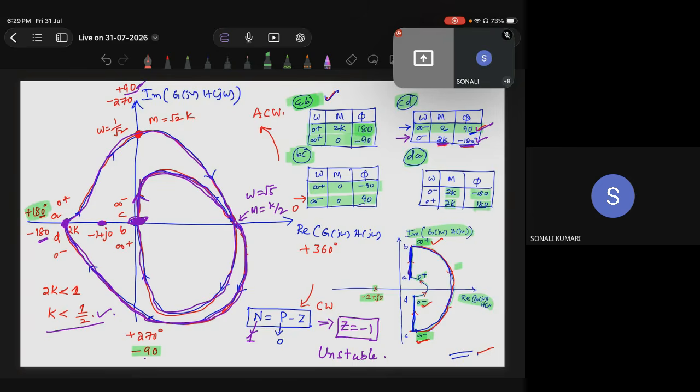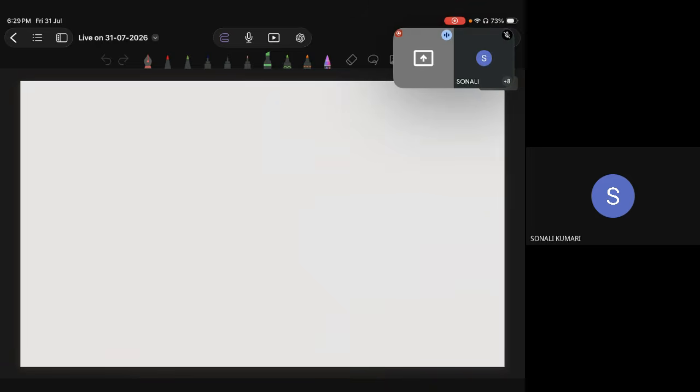So I hope you got clarity on how to draw the Nyquist plot and decide the stability. Let me quickly take one more problem on the Bode plot. I'll give you some problems on the Nyquist plot again, and in the same way, you can solve them. This is one more important problem in the Bode plot.